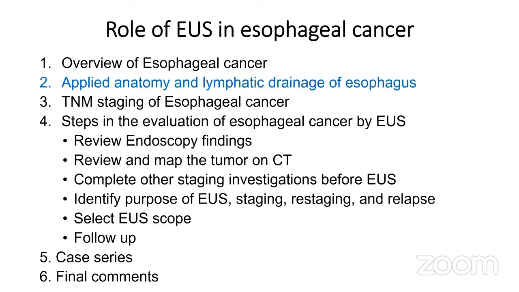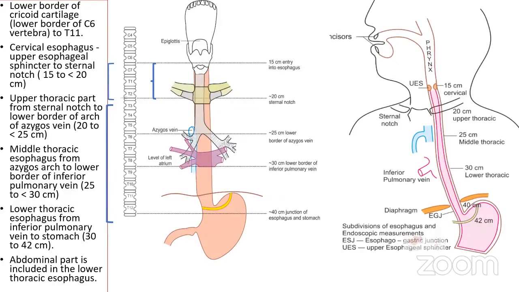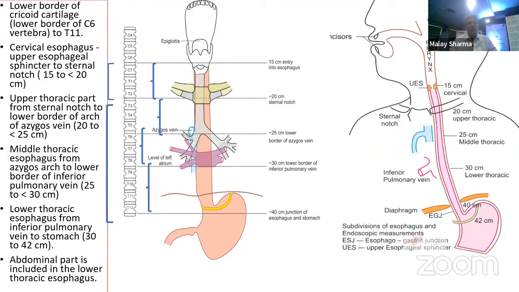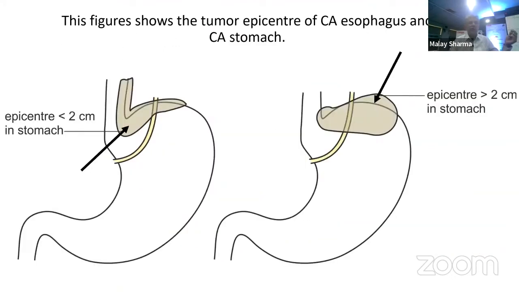The applied anatomy is important because we have to know what is the cervical esophagus, the upper esophagus, the middle, the lower part of the esophagus, and the abdominal part of the esophagus. The cervical esophagus goes from 15 centimeter to around 20 centimeter, upper from 20 to 25, middle from 25 to 30, lower from 30 to 40. We see how the cervical, middle, and lower esophagus are divided.